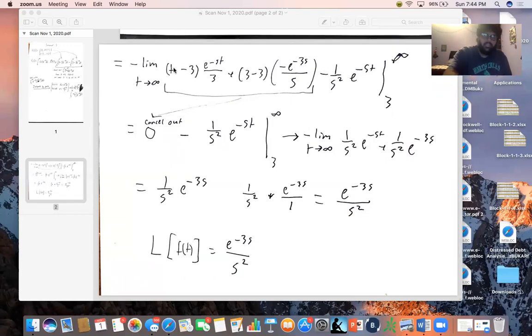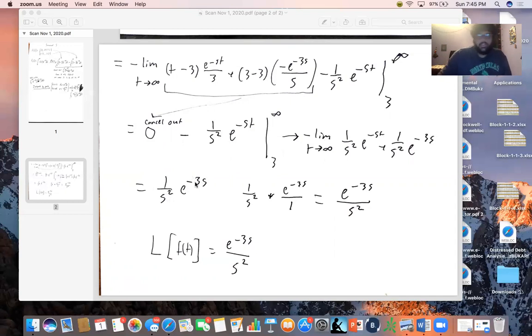This part right here, which I underlined, is going to cancel out to 0, because t minus 3 plus 3 minus 3, the 3 minus 3 makes 0. Then we're left with negative 1 over s squared e to the negative st from 3 to infinity. That gives us the negative limit as t goes to infinity of 1 over s squared e to the negative st, plus 1 over s squared e to the negative 3s, because that's what it looks like when you integrate everything. That gives us 1 over s squared times e to the negative 3s.